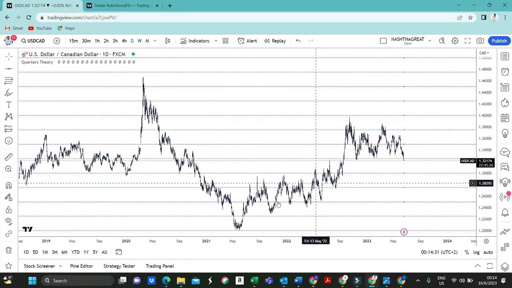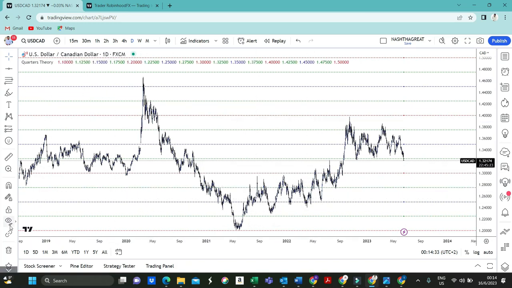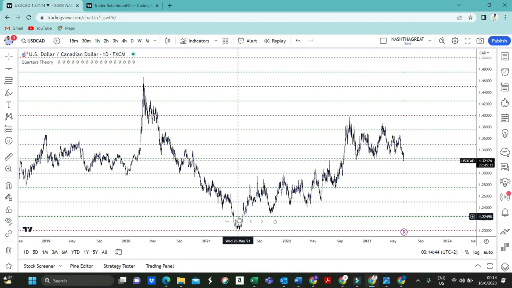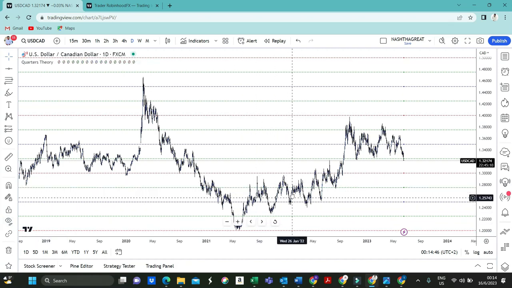I've just tapped once, and now it's on my chart, right? So it has actually marked my quarter points, my round numbers, my psychological points right there. This is how you get that indicator. Look at all these reversals, guys. You are missing out on some nice trades, right?